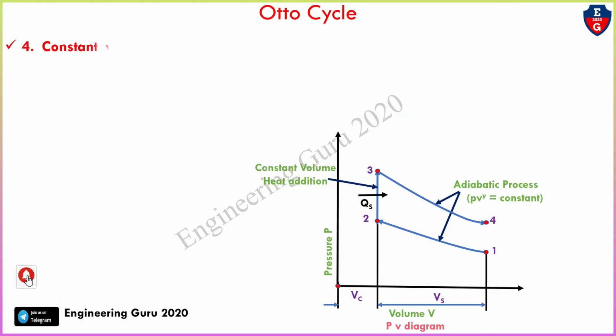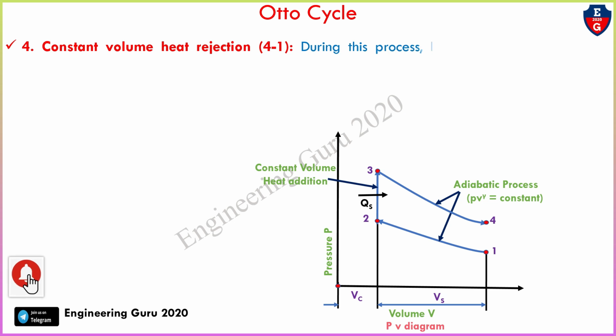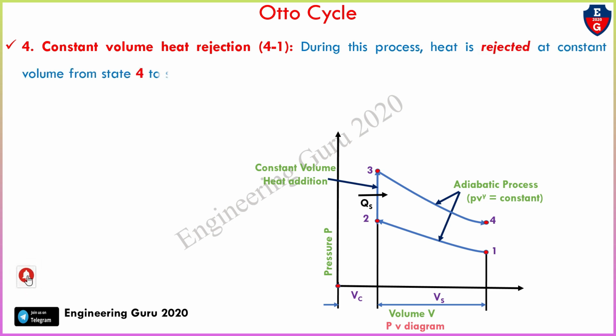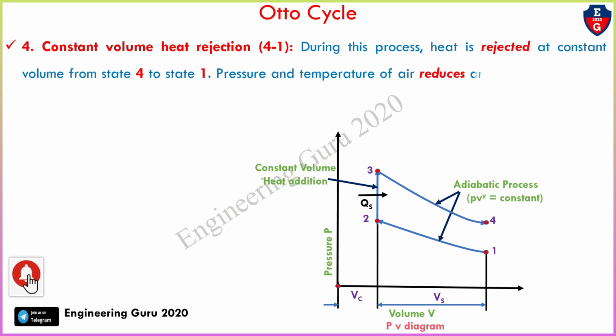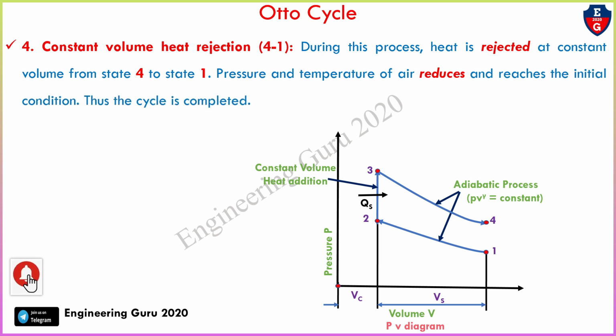Now the final step, step number 4, constant volume heat rejection, process 4-1. During this process, heat is rejected at constant volume from state 4 to state 1. Pressure and temperature of air reduce and reach the initial condition. Thus, the cycle is completed.